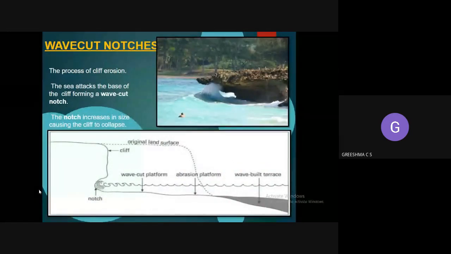So another process is wave cut notches. Okay. So from this picture itself you can see this is the process of the cliff erosion. The sea attacks the base of the cliff, forming wave cut notches. Okay. So the notch increases in size, causing the cliff to collapse. So what is happening here?